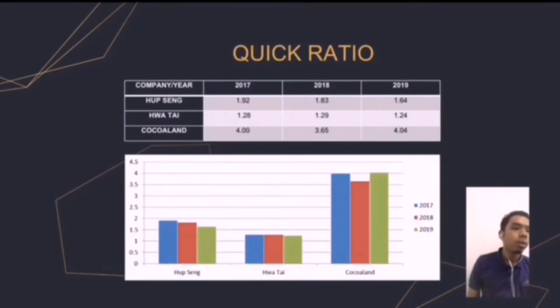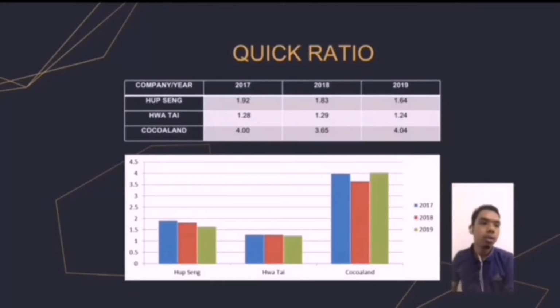The second one is quick ratio. So we can see from the three companies that Cocoland Holding Berhad has the biggest number compared to the other companies. The normal liquid ratio is considered to be 1:1, and companies with a quick ratio of less than 1 are currently unable to fully pay their current liabilities. Then the quick ratio is similar to the current ratio, but it provides a more conservative assessment of the firm's liquidity position, because it does not include inventory, which is not considered liquid enough.